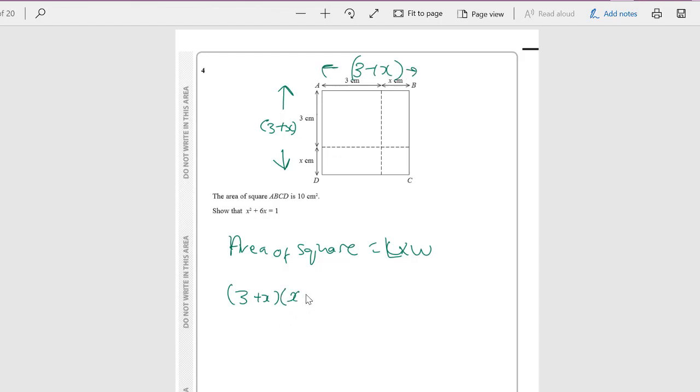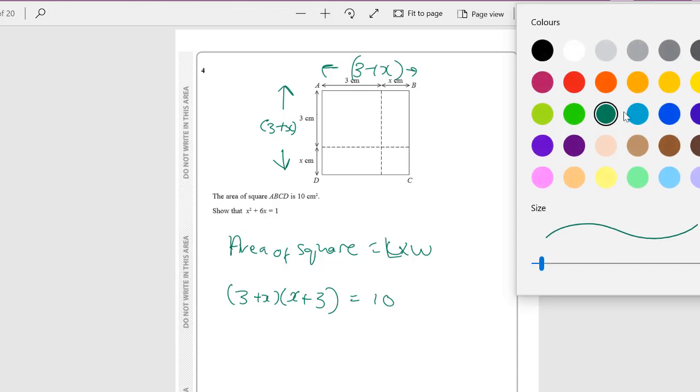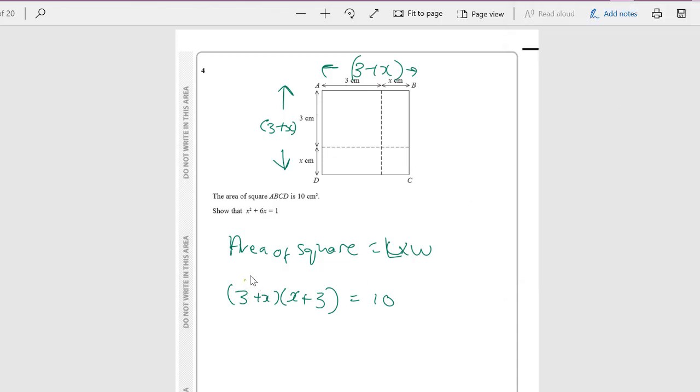So we multiply those together. It doesn't matter which way you put them, because remember, with regards to addition, it's commutative, so it doesn't matter if it's 3 plus x or x plus 3. And we know this is equal to 10. So let's start multiplying out, and let's employ our handy claws, our arrows.